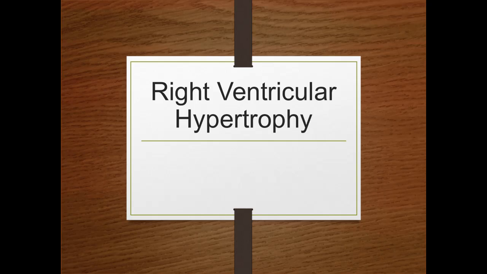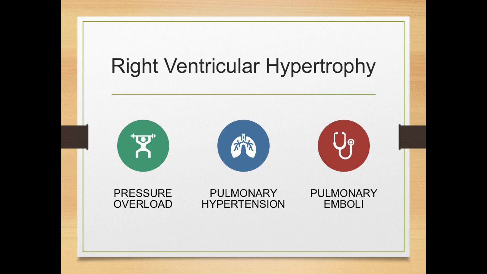Next up is right ventricular hypertrophy. So we've talked a little bit about the QRS complex itself and what it should look like on the EKG, and then we talked about left ventricular hypertrophy. So let's shift over to the right side and talk about RVH. Just like with left ventricular hypertrophy, RVH, right ventricular hypertrophy, is another pressure overload issue.